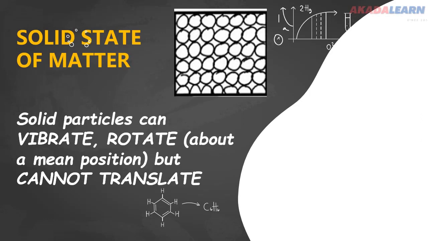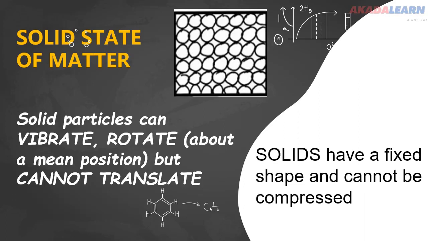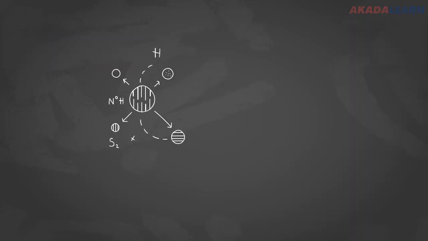Solid particles can vibrate, rotate about a mean position, but cannot translate. What this means is that the particles in a solid can vibrate, they can rotate, but they cannot move from point A to point B. Now, solids have a fixed shape and cannot be compressed.